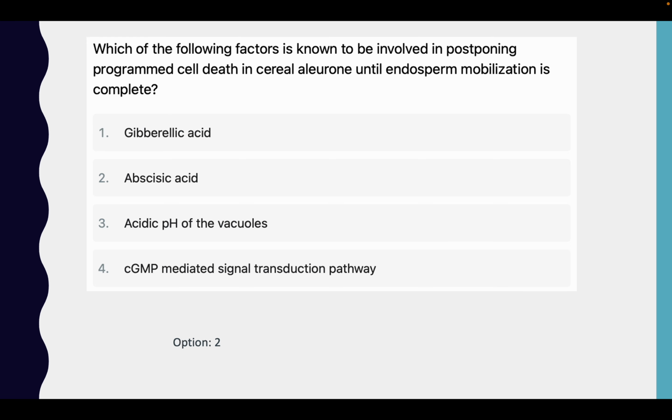So, when we add ABA to cells pre-treated with GA, it can delay the cell death. And also, ABA induced protein can inhibit the GA mediated programmed cell death in cereal aleurone layer cells. Programmed cell death is also known as apoptosis, and ABA slows down this process. So the question asks which factor is known to be involved in postponing PCD in cereal aleurone until endosperm mobilization is complete. So it is abscisic acid.